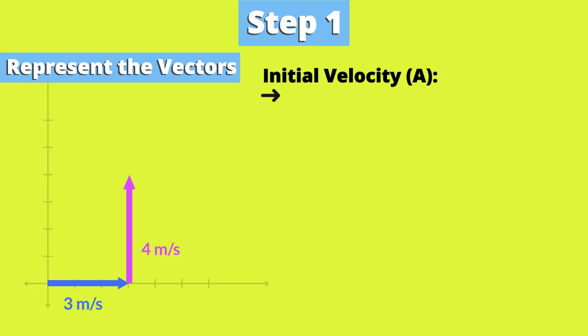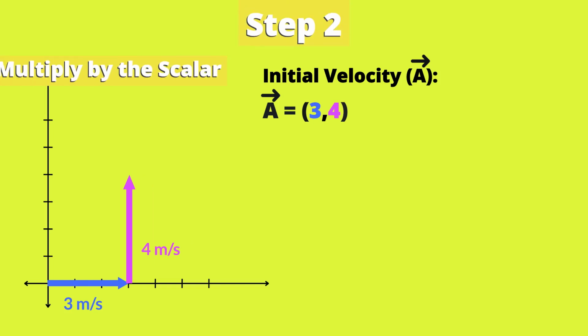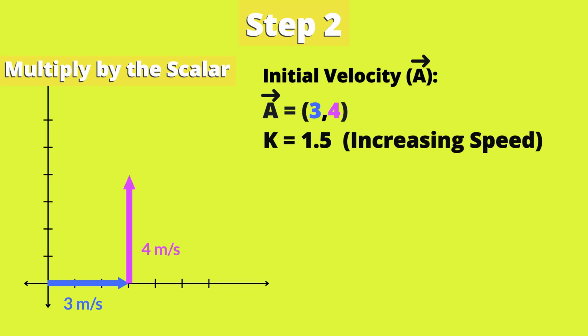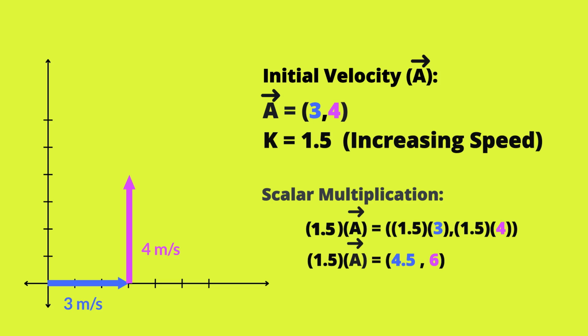Step 1. Represent the vector. The drone's initial velocity is a equals 3, 4. Step 2. Multiply by the scalar. The scalar here is 1.5. Multiply each component of a by 1.5. 1.5 times a equals 1.5 times 3, 1.5 times 4, which equals 4.5, 6.